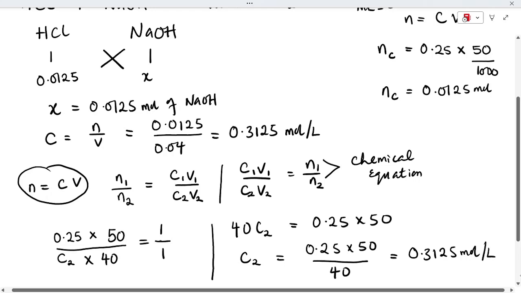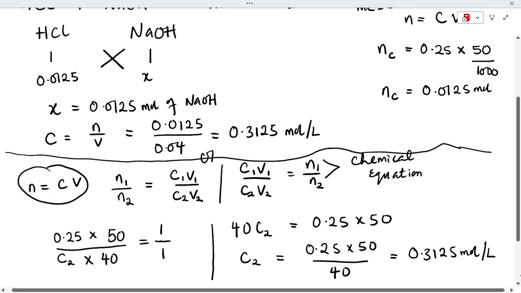So you can either solve it as your basic stoichiometry, trying to separate it to show that these are two different methods. So let me put "or." So you can either solve as stoichiometry, or you can simply use this formula and get your answer.